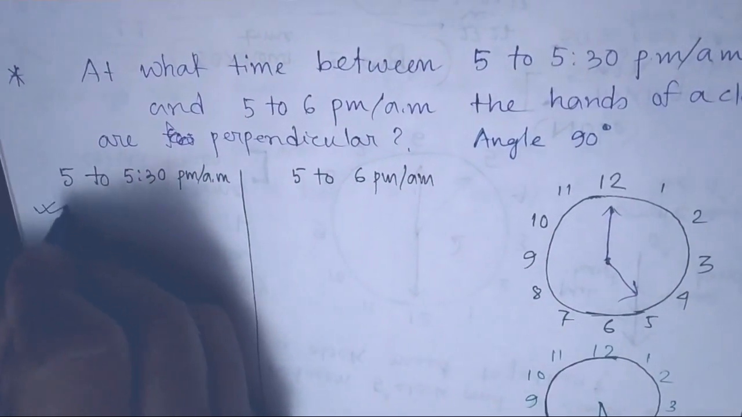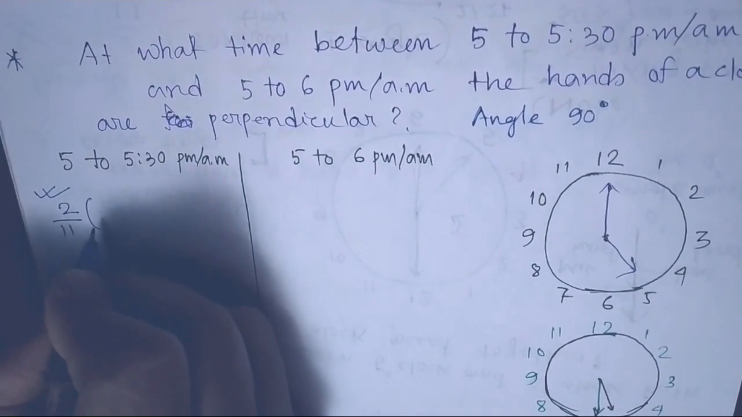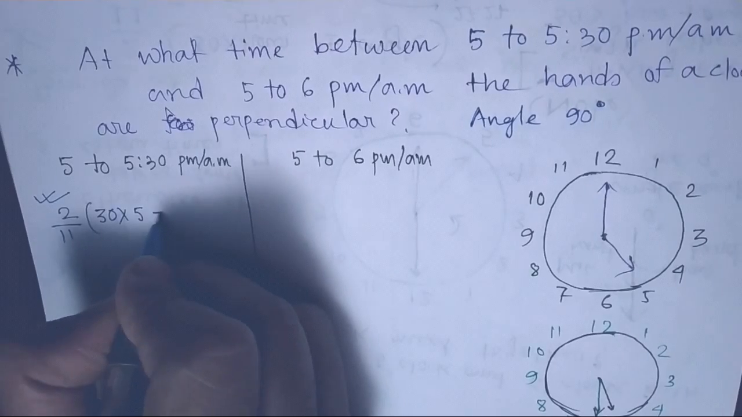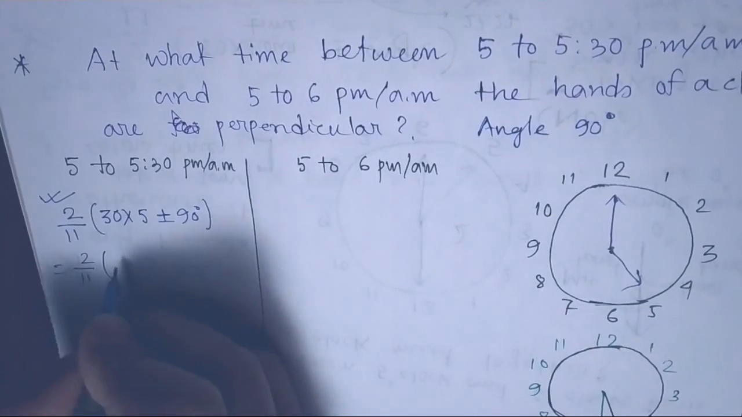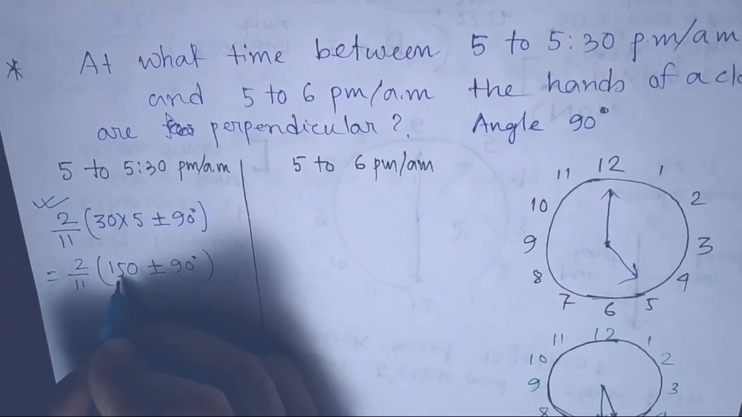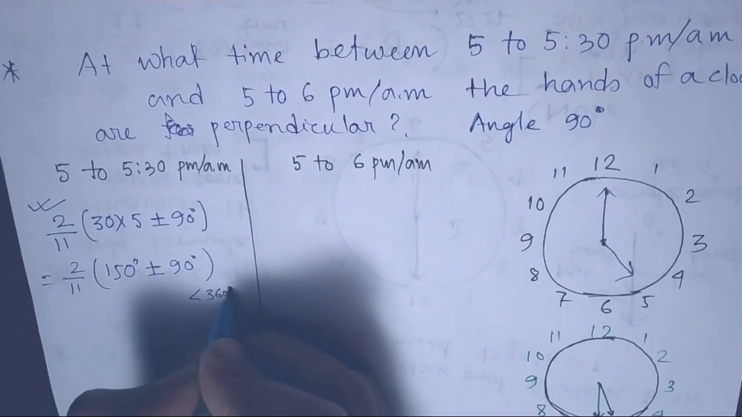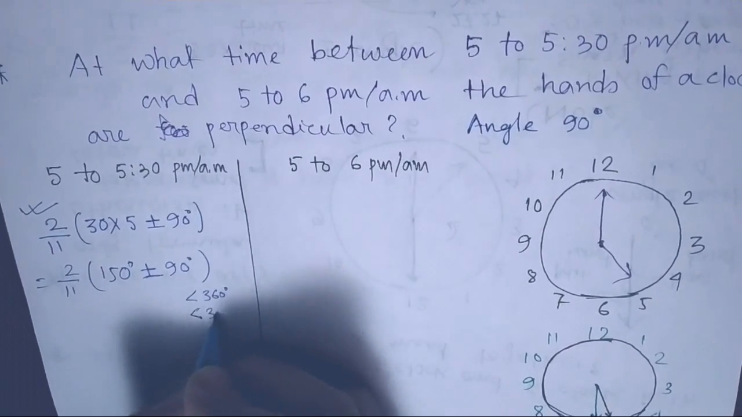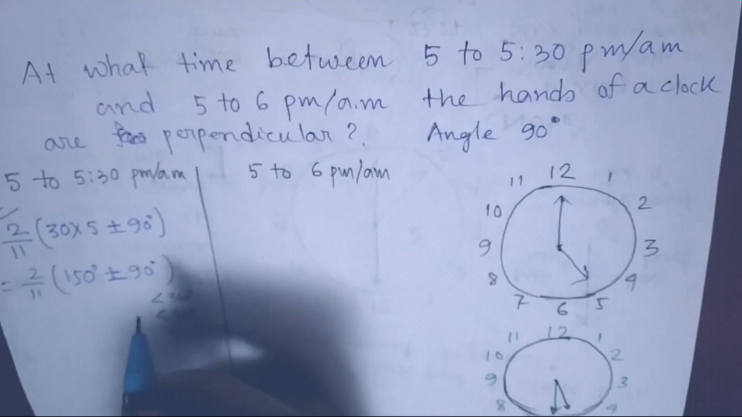Here we apply the formula. What is the formula? 2 by 11, 30 into the hour time. What's the hour? 5. Plus or minus 90 degree. If we do, then what happens? 150 degree plus or minus 90 degree. 150 plus 90 degree is less than 360 degree, and if we take the negative sign, then it must be 360 degree. What do we take, the positive sign or the negative sign? But this is a crucial question.